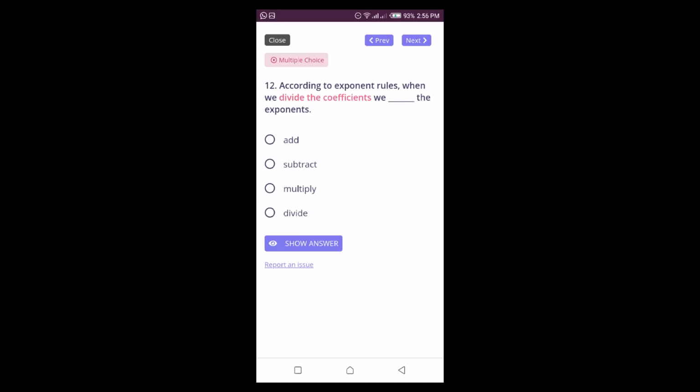According to exponent rule, when we divide the coefficients, we dash the exponents. Now concentrate on the question. 2 raised to the power 5 divided by 2 raised to the power 3. Now what we are going to do for that question? We divide, we subtract the exponents. Exactly. So we are going to subtract the exponents. Very good. Excellent.